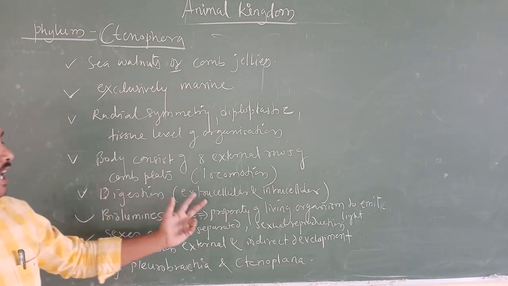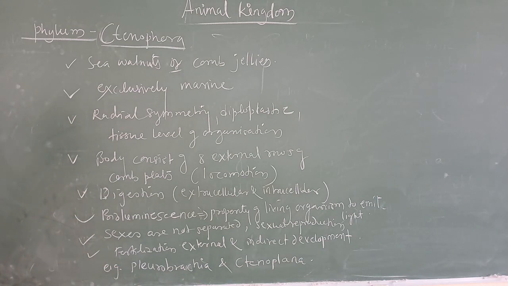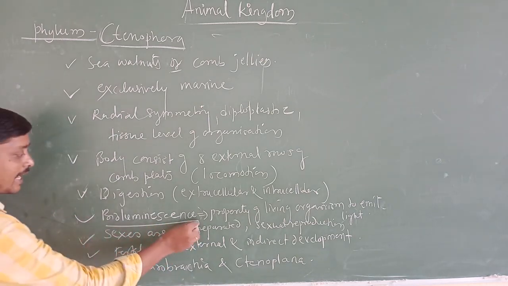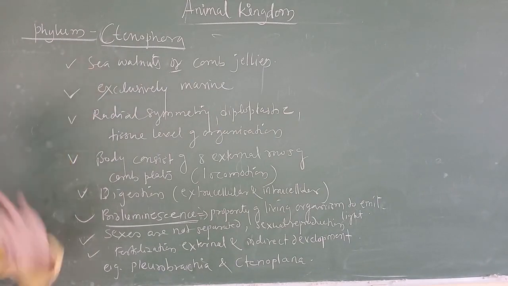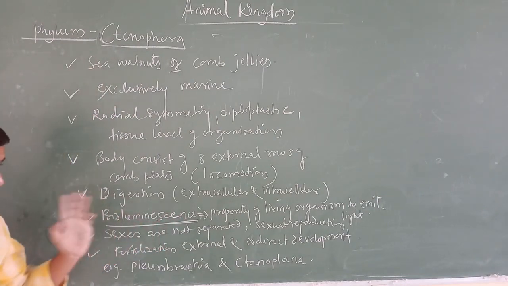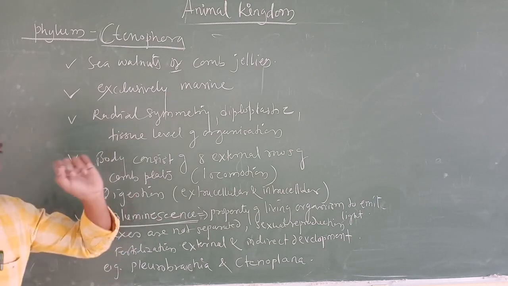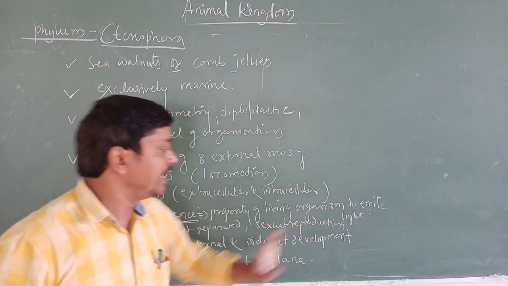Next, digestion is again extracellular and intracellular, the same as in what we call a cnidarian. And this point is very important, the peculiar characteristic of ctenophores: bioluminescence. Bioluminescence is a property of living organisms to emit light.